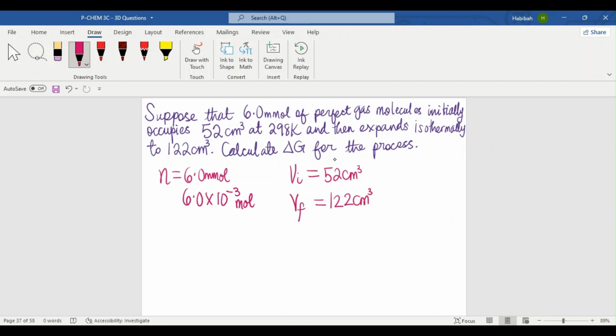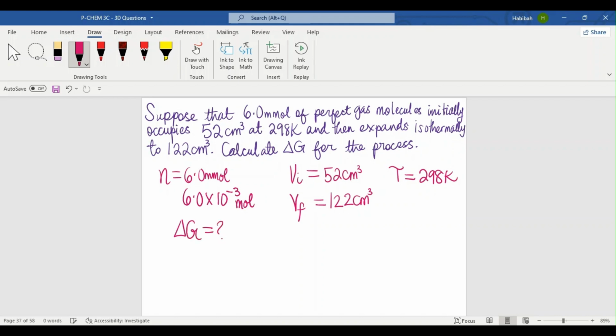So we have the final volume to be 122 centimeter cubed. And we're told that this is an isothermal question, so the temperature is constant throughout the entire process of expansion, and that value for temperature is 298 Kelvin. So we're asked to find the change in molar Gibbs energy.